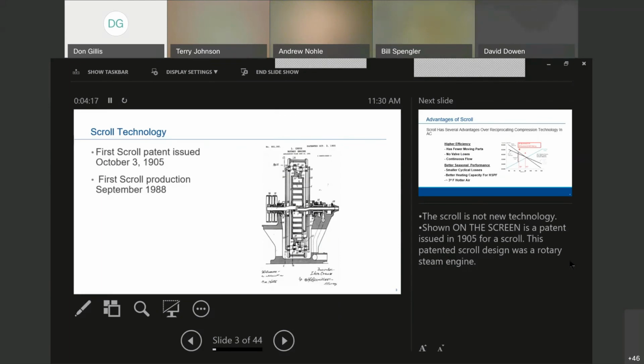Going on with the scroll technology, the first scroll was patented and issued on October 3rd of 1905. The first scroll production for us was in 1988. Shown on the screen is the patent issued in 1905 for the scroll. The patent scroll design was a rotary steam engine that you see on the screen there. Just a nice little fun fact.